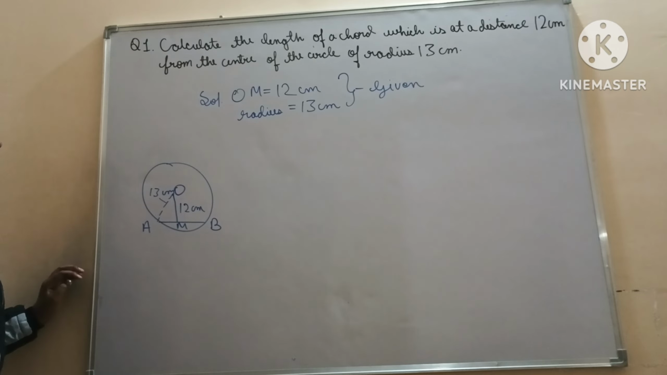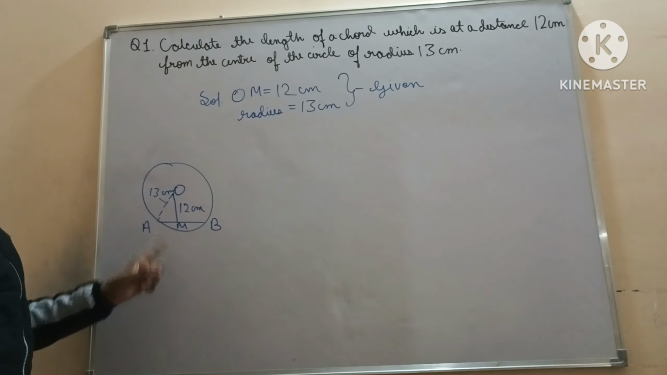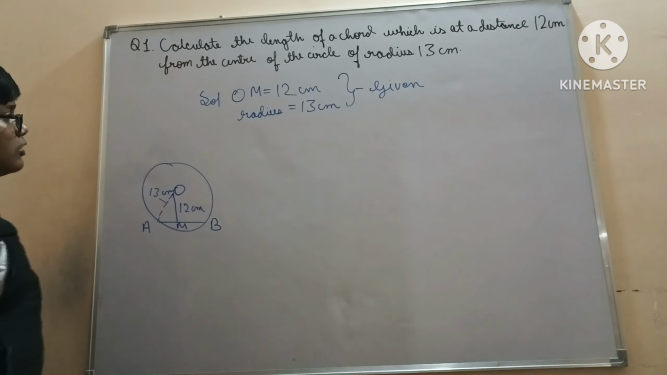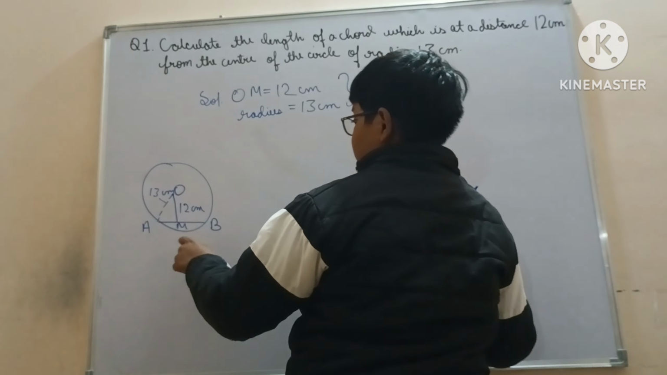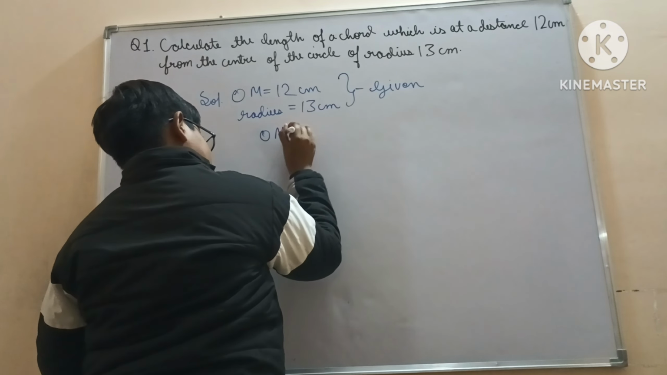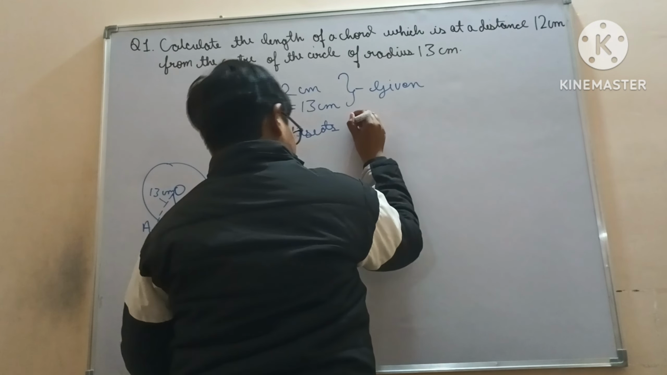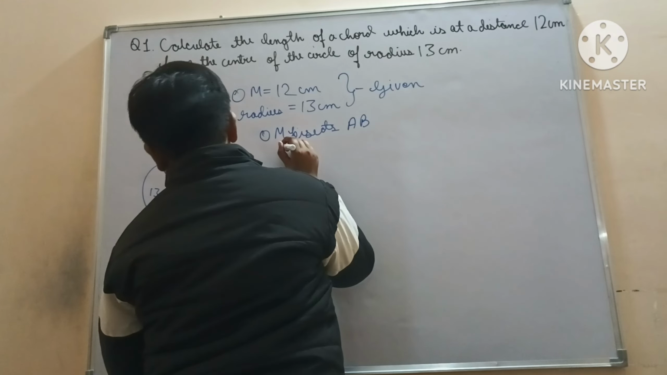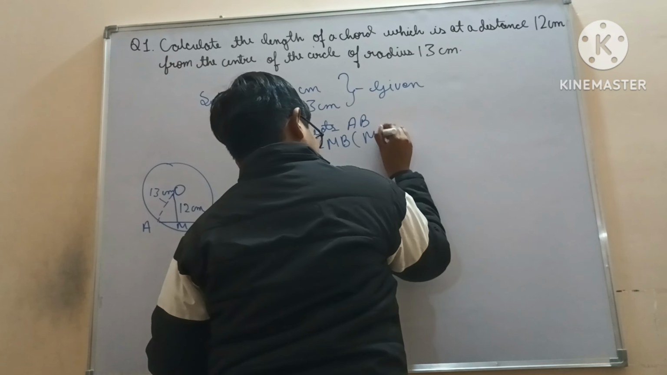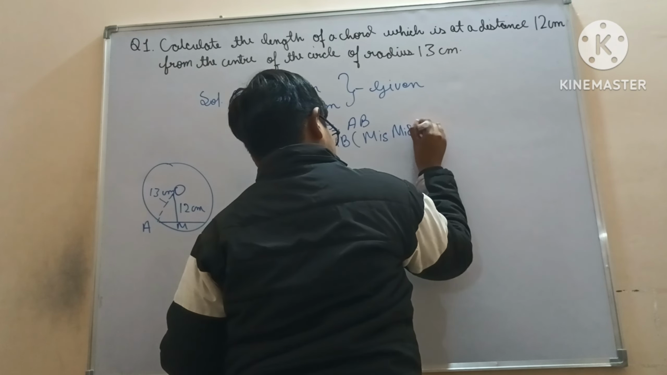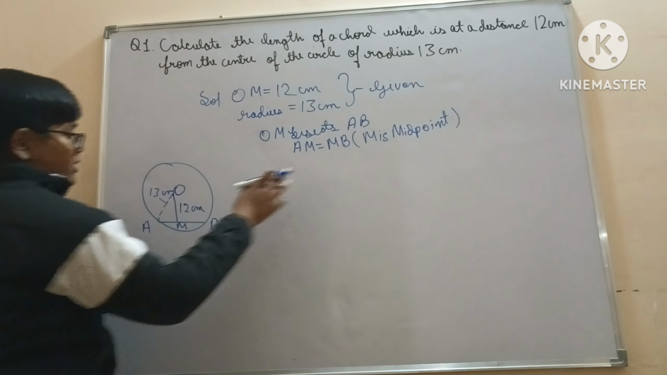So by theorem 2, any line dropped from the center bisects the chord, which is AB. So this line OM bisects the line AB. So AM is equal to MB, as M is the midpoint. Then AM is equal to MB.